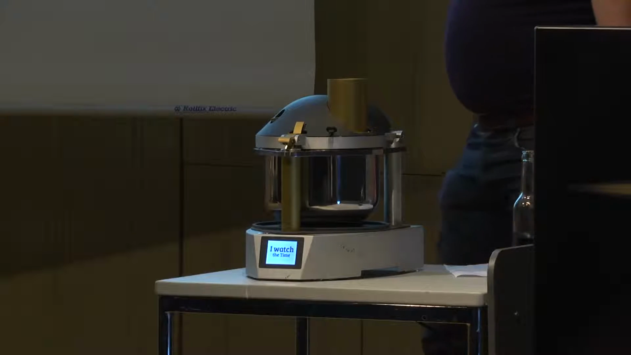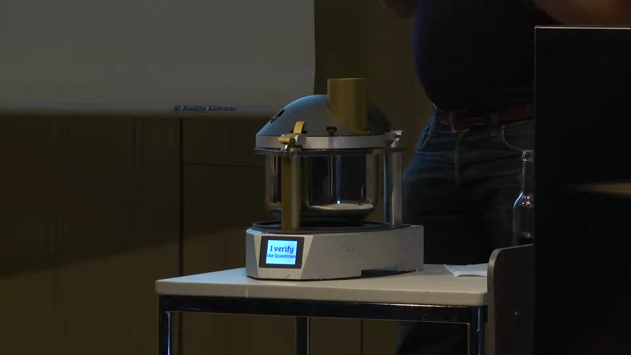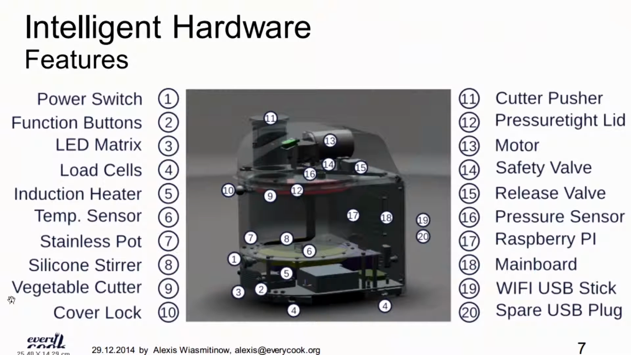So, a short overview. On the front, we have a power switch. We have function buttons just to have some direct interaction on the device. We don't want to have everything on a tablet or mobile device, because you're never sure about connectivity, so there must be a way to safely turn the device off. The LED matrix we had on this device has now been replaced by a touchscreen, as you see on this version. We have an induction heater and a stainless steel pot.